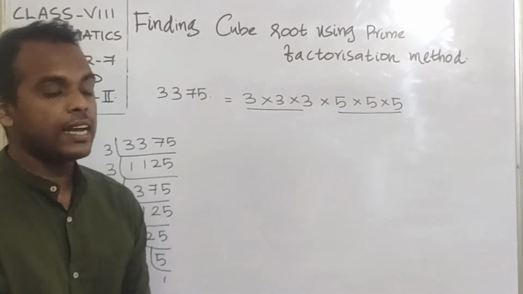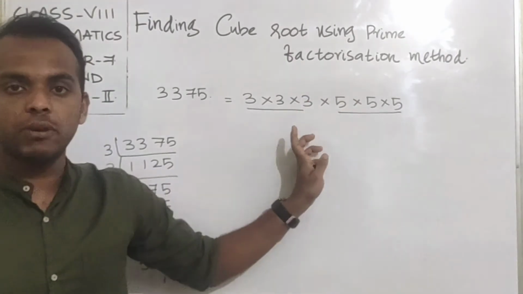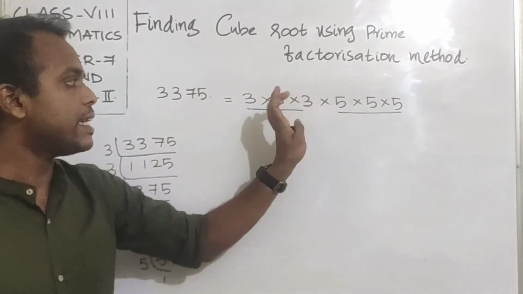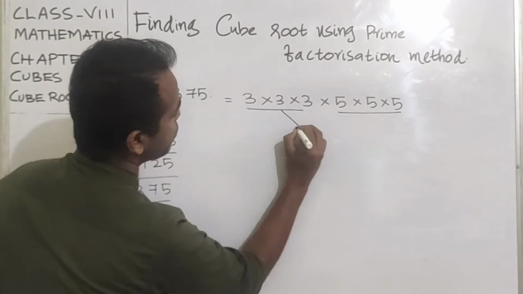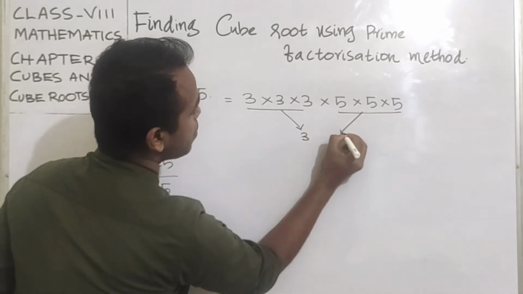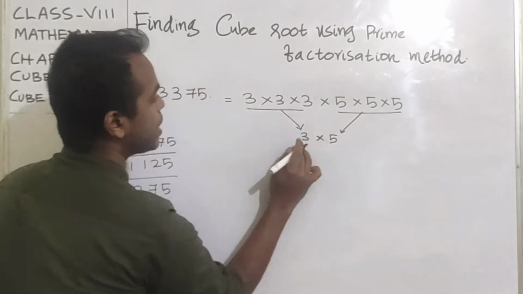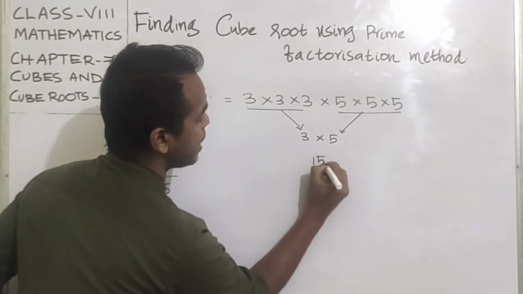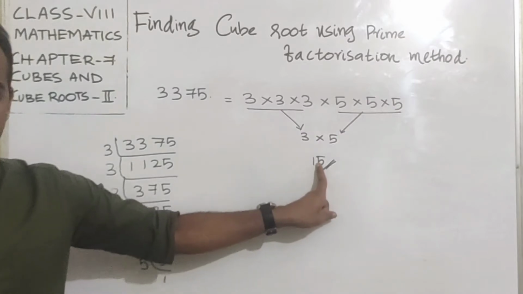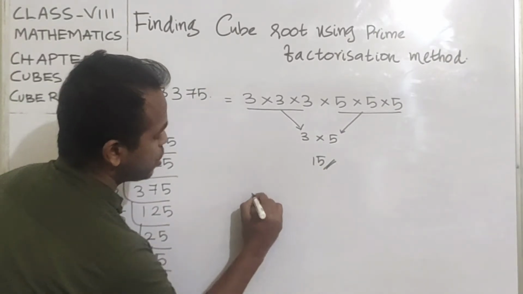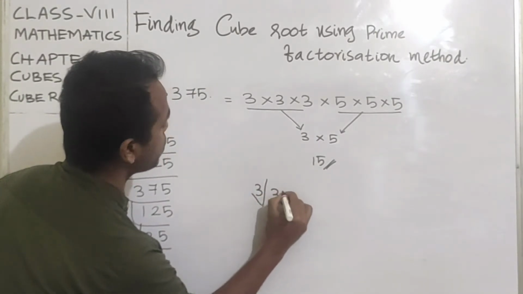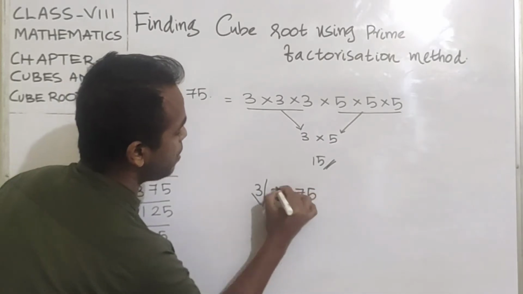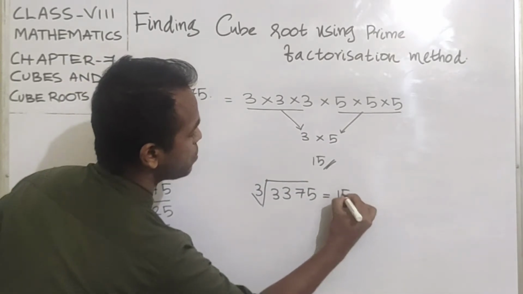Now the shortcut is to take one number from each group. That is, take a number 3 from here and a number 5 from here and multiply both of them. What is the product? It is 15. This is our required answer. Or you can write the cube root of 3375 is equal to 15.